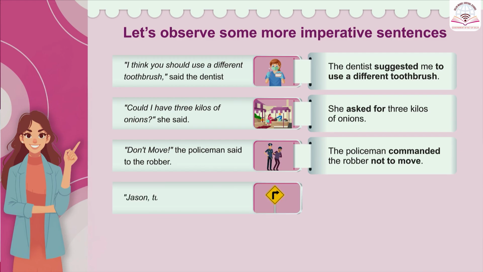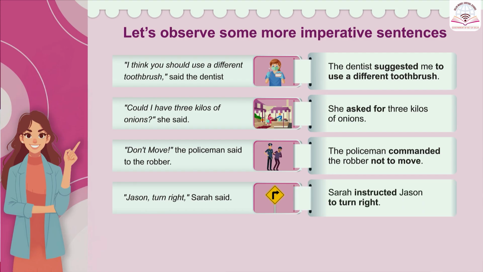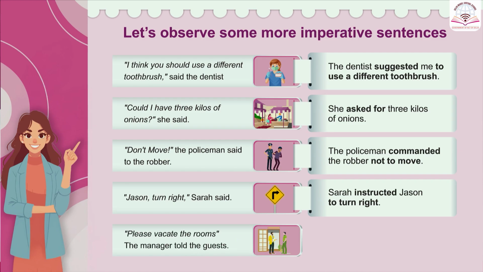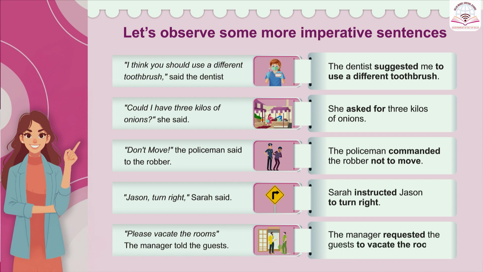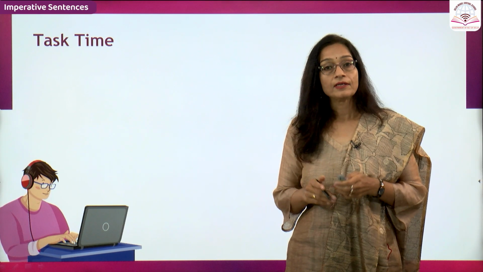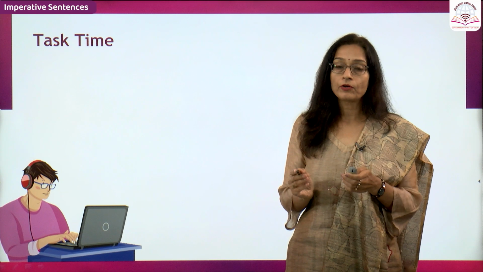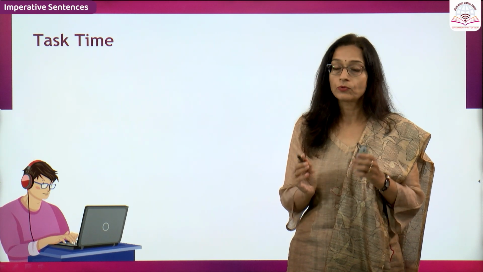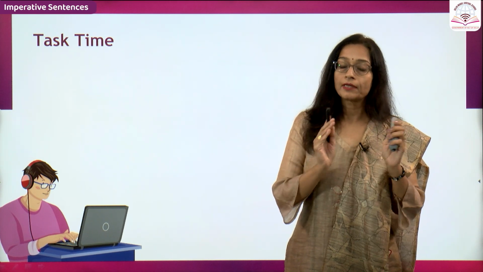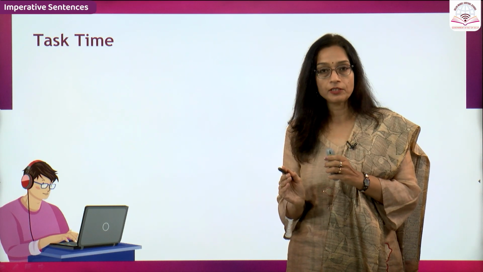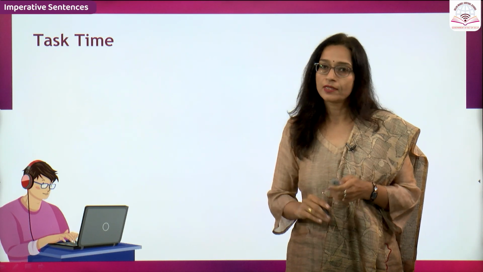Jason, turn right, Sarah said. This is an instruction. Sarah instructed Jason to turn right. Please vacate the rooms, the manager told the guests. The manager requested the guests to vacate the rooms. Now that we have discussed a number of imperative sentences and also observed how to convert them from direct to indirect speech, it's time to end today's session.